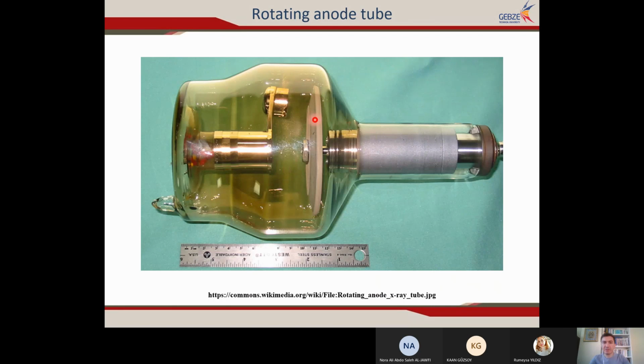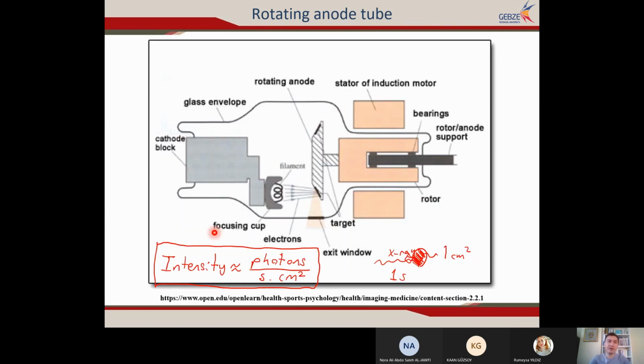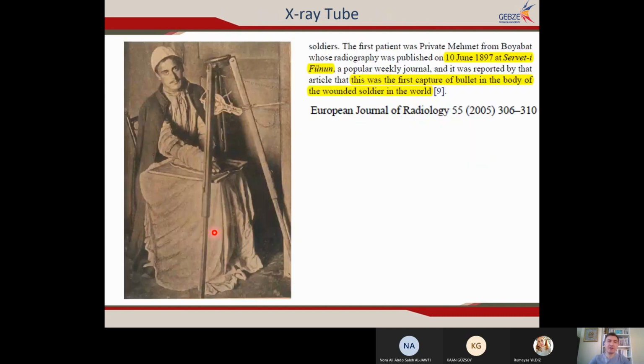Then this is the anode material, and this anode material is rotated by using a rotor here. Electrons hit the surface of the anode material, and then X-rays are produced. The total size of the tube is around 25 centimeters. This is also the case for the X-ray tube. Look at this one. It is more or less the size of a human head, let's say, okay?